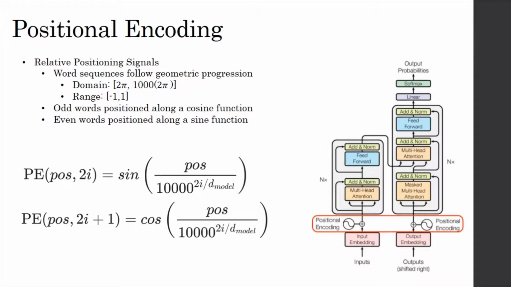Positional encoding is the relative positioning of words belonging to sequences along geometric progressions of those sequences, executed by assignment of odd and even words to cosine and sine functions, respectively.